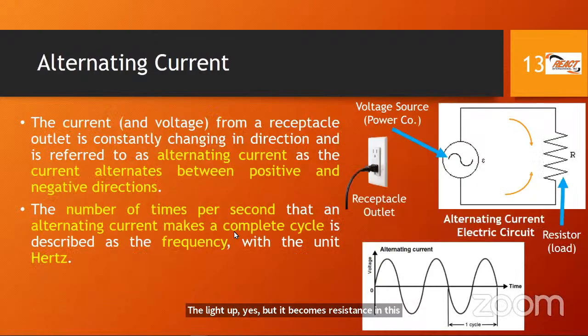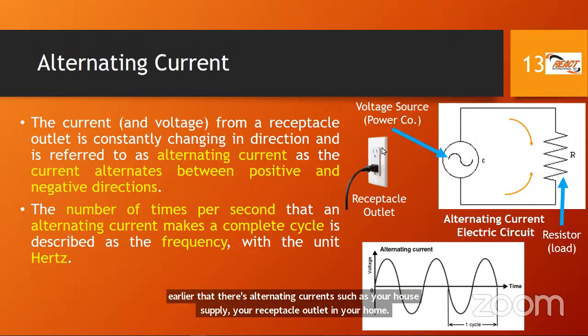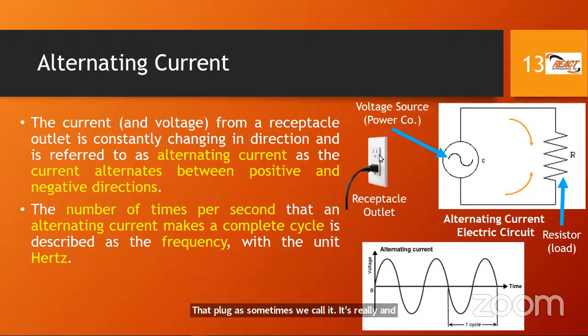So we have been talking about direct current, where the current flows in one direction. We also mentioned earlier that there's alternating current, such as your house supply, the receptacle outlet in your home. That plug, as we sometimes call it, is really called a receptacle outlet. You plug into it and you get power. Well, the power that comes from your home is usually 120 volts AC, depending on where you live in the world. Some is 240 volts AC, sorry.